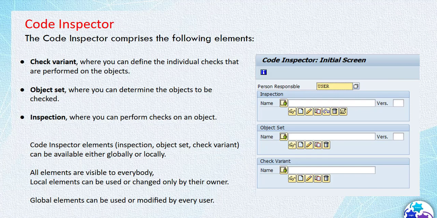Code Inspector elements, inspection, object set, and check variants, can be available either globally or locally. This icon here makes the particular element local, and this icon here makes the particular element a global element. If these elements are local, then they can be used or changed only by their owners. If these elements are global, then they can be used or modified by every user.